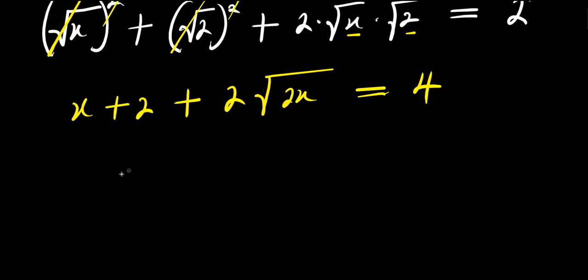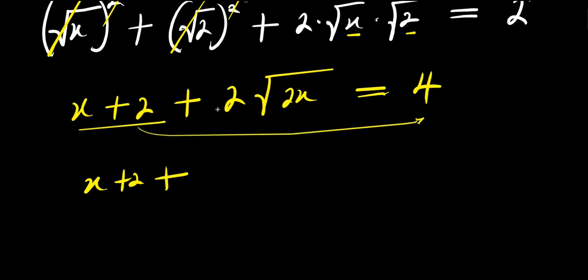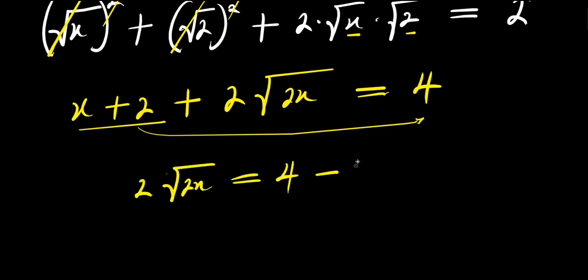So from here, I have x plus 2. I can easily decide to move this x plus 2 across to this side. So let me just do that. What I'm going to have here will simply be 2 root 2x equals 4 minus x minus 2. When this crosses over, it becomes negative x. When 2 crosses over, it becomes negative 2.